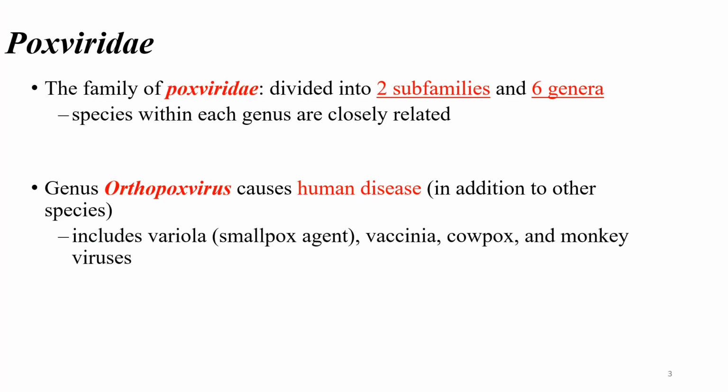The Poxoviridae is a family of viruses that's divided into two subfamilies and six genera. Species within each genus are closely related. The genus Orthopoxvirus causes human diseases. Okay, this includes variola, the variola agent, which is smallpox virus. It also includes vaccinia, cowpox, and monkeypox. Okay, so the vaccinia is also used in vaccinology. So it's used as a vector to develop vaccines.